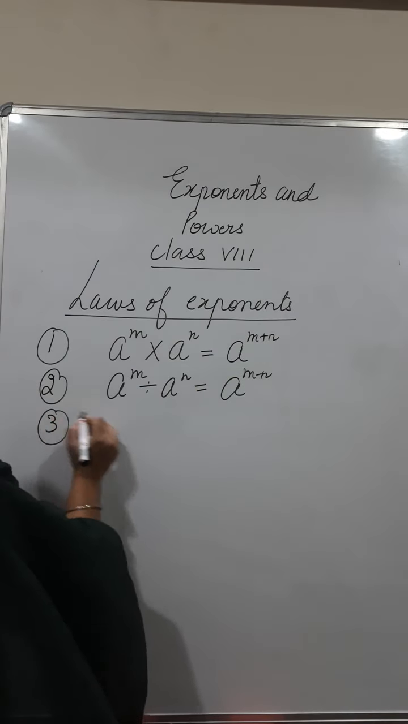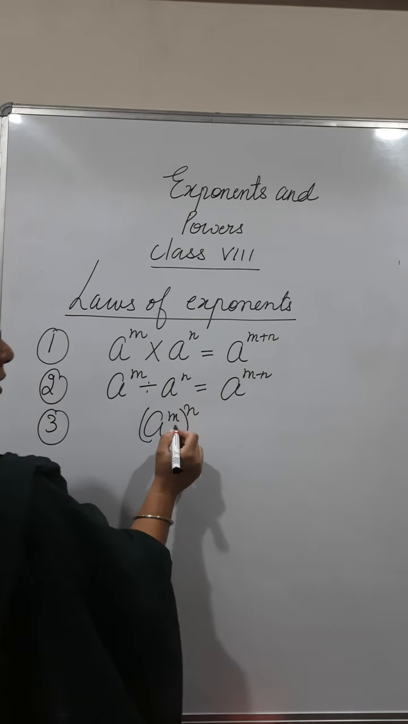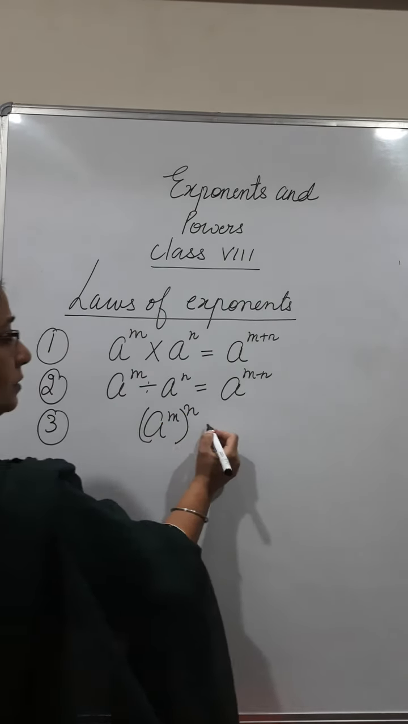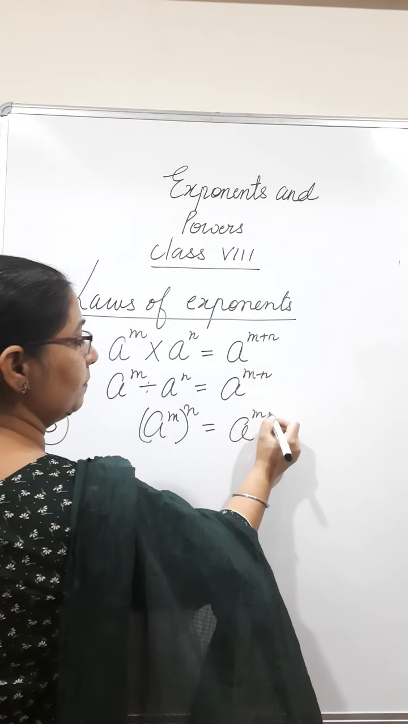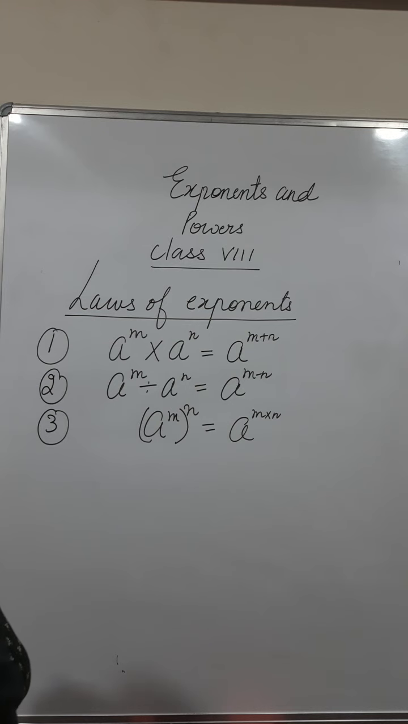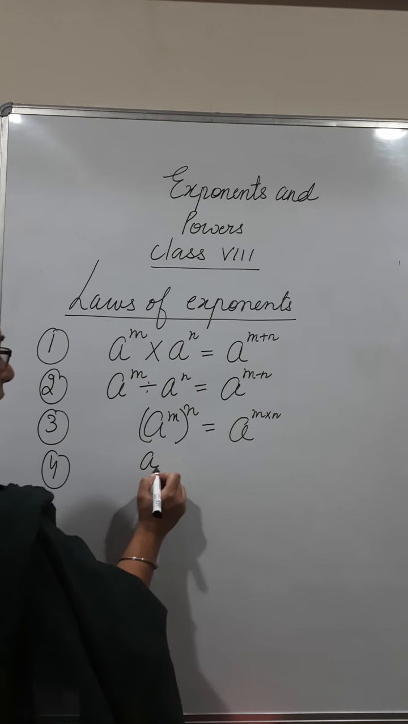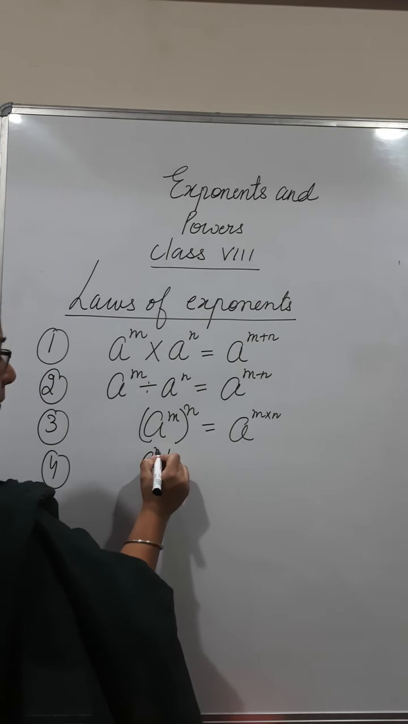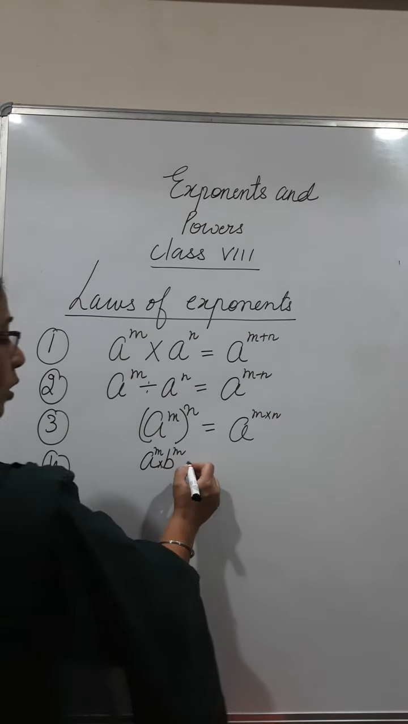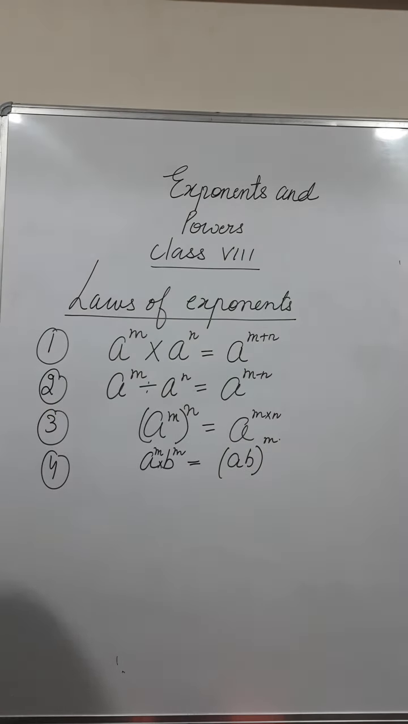The third law says, beta, if I have a number a with the power m and the same number has another power n outside the bracket, then what happens? The two powers of the same number get multiplied and I get a power m multiplied by n. The fourth law says that if I have got a power m and b power also m, and they are getting multiplied, I can write both ab together with the power m.